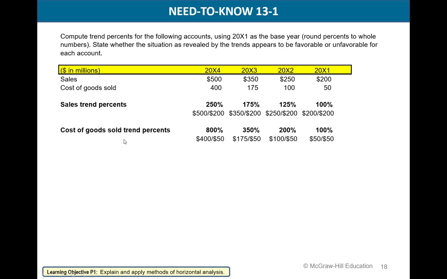The cost of goods sold, we do the same thing. We start with the year 20x1 as our base, divide it by itself for 100%. And now we have 100 divided by that 50 for 200%, and 175 divided by 50 for 350%. Lastly, 400 divided by 50 for 800%. This shows a worrisome trend. While sales has increased by 250%, the cost of goods sold, what we're spending for the stuff that we're selling, has gone up by 800%, which is a very large concern, and management absolutely has to take a look at this.